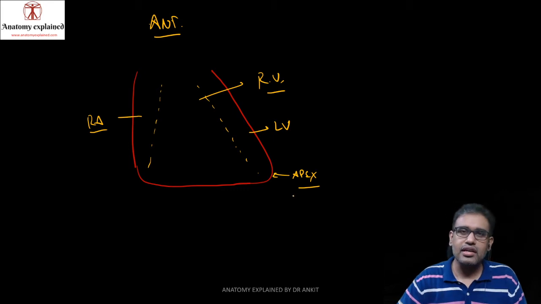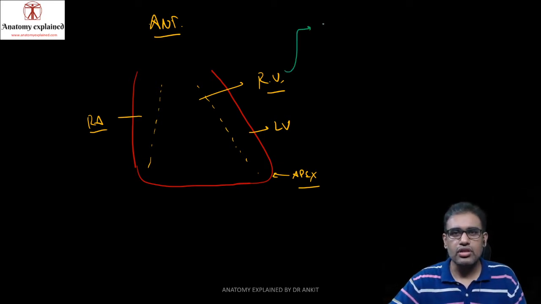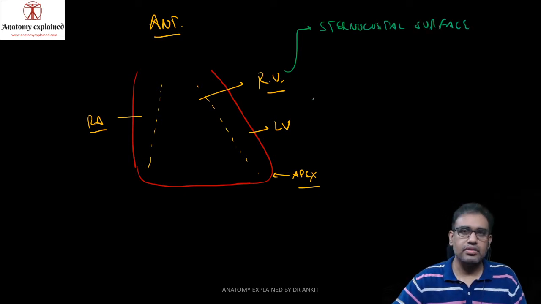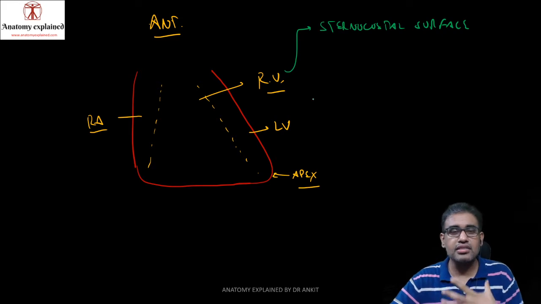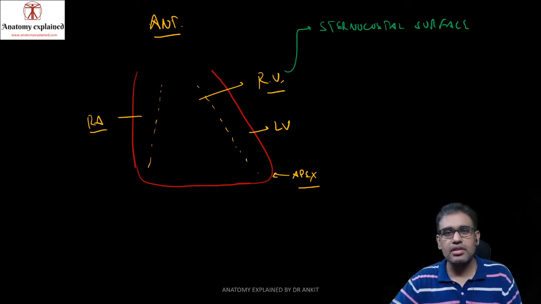If we look at the right ventricle from the anterior aspect, a few points we already know, we can quickly revise. The right ventricle forms the majority part of the sternocostal surface of the heart. That is the anterior surface of the heart, which is just behind the sternum and the costal cartilage, mostly formed by the right ventricle.